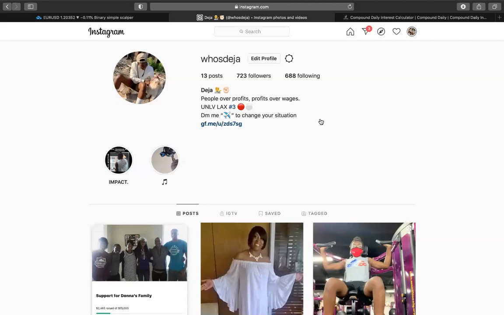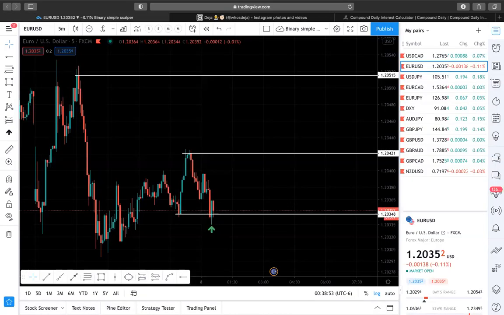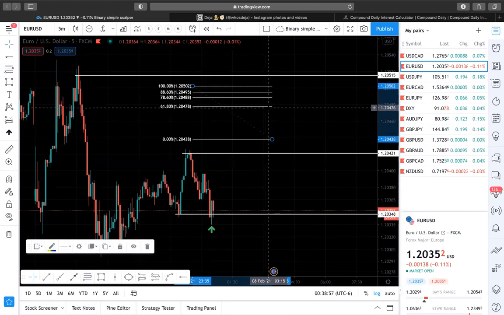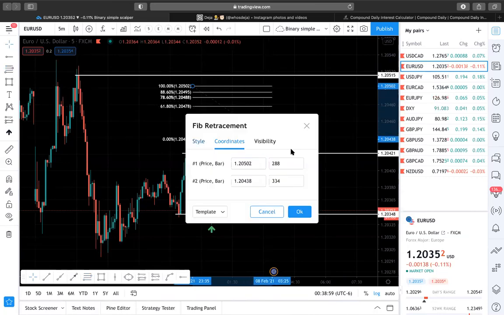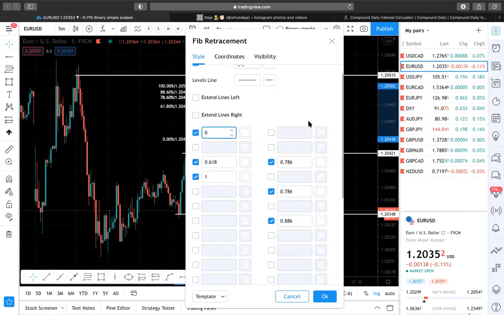Yo, can you show your fibs? Show my fib, for sure. I got you. Let me move this down. Yeah, so my fib settings are this. For one, I have them all one color.